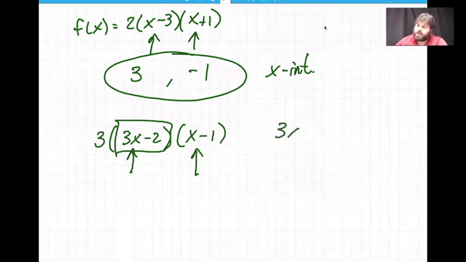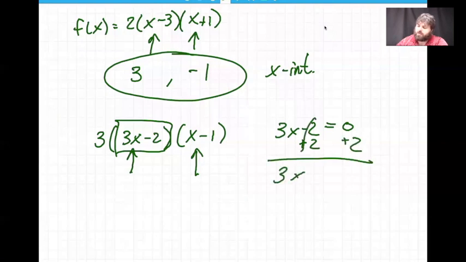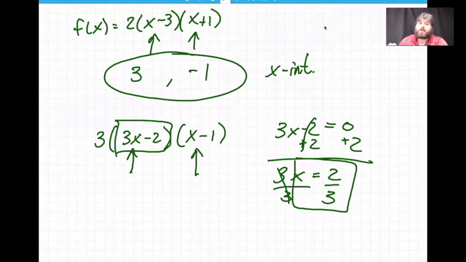So what you do when you get it in factored form is you set the factor equal to 0, and then you solve that equation. So I'm going to add 2 to both sides. That's going to give me 3x equals 2. My last step would be divide by 3, and I realize that 2/3 is the number that makes that 0. So 2/3 would be my 0, or my x-intercept, or my root. Okay? So just be aware if one of your factors has a coefficient in front of the x, you just set it equal to 0 and solve. And we'll work more on that next week when we're working on solving.